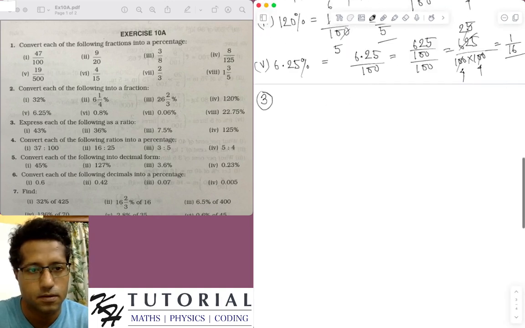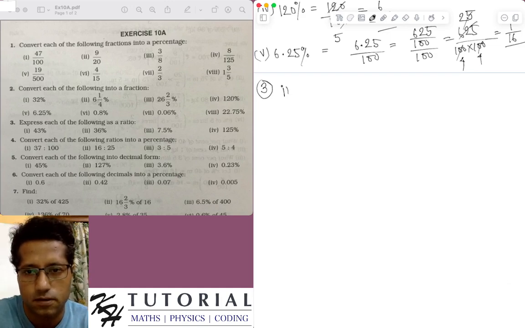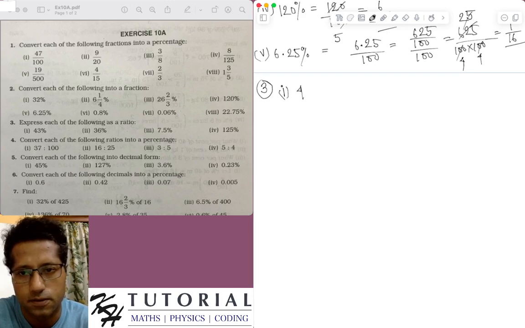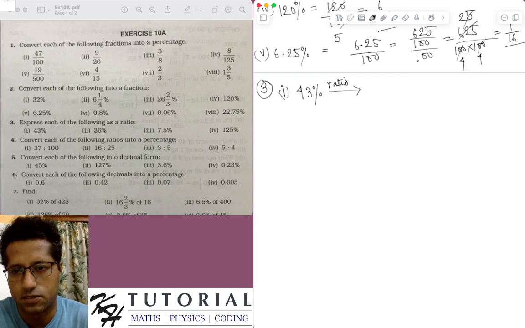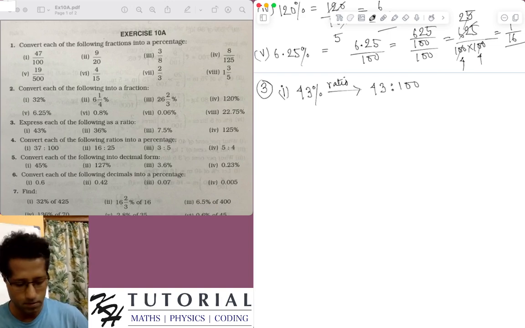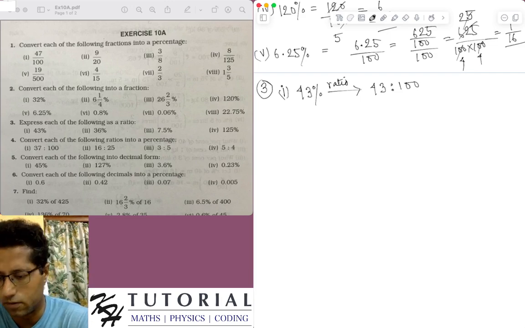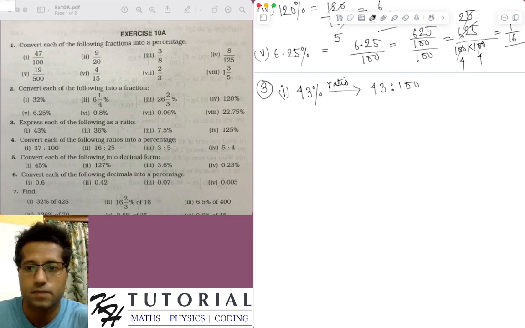Question number 3. It is saying express each of the following as a ratio. Okay, as a ratio. So 43 percentage. When we convert it to a ratio, what we do? The ratio will be the percentage value, that is 43 is to 100. The second term 100 is always constant, and the first term will be the percentage value. So I do not think 43 is to 100 can be reduced to its simplest form. This ratio is already in the simplest form. So the ratio is 43 is to 100.